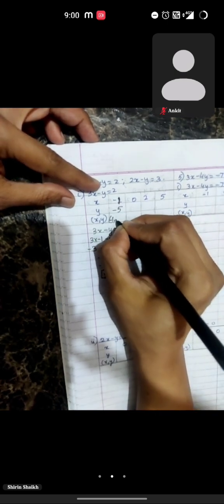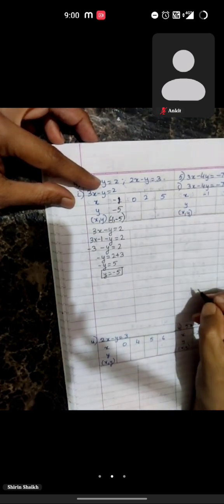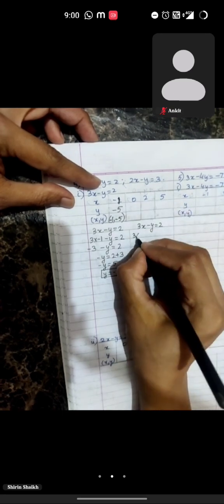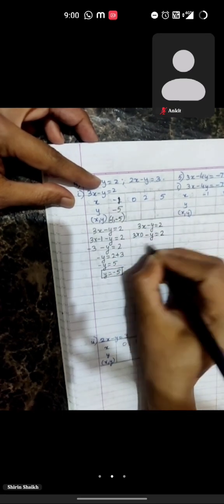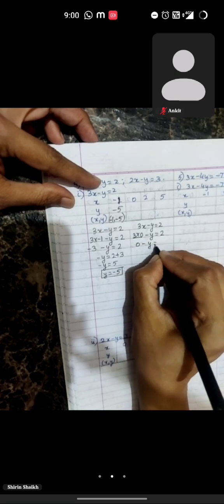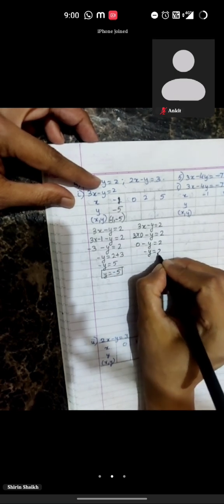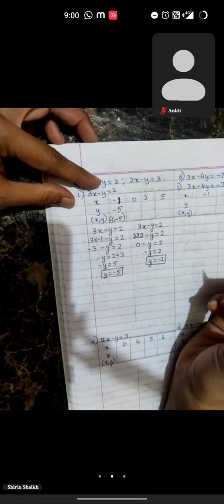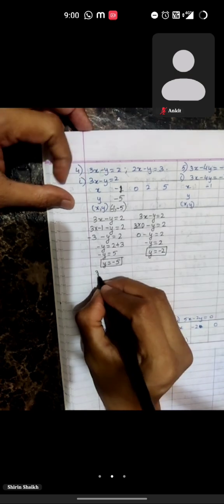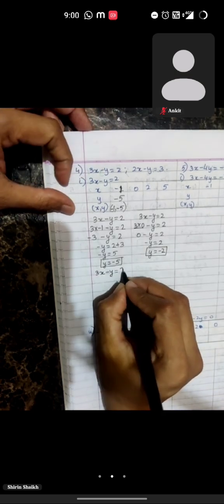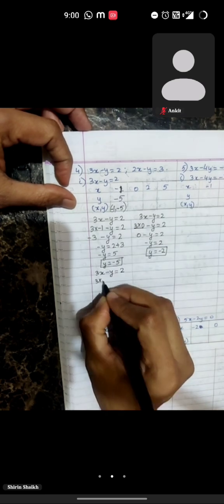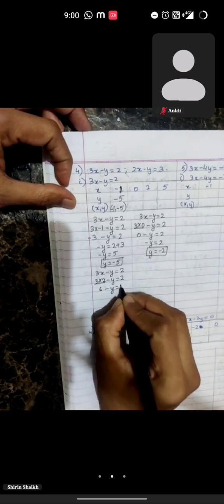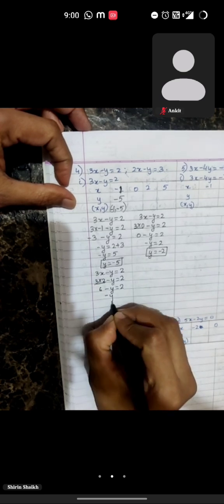So minus 1, minus 5 is the first point. Next, I have to put x as 0. 3 zeros are 0. So y will be minus 2. Next, we have to take x as 2. 3 2s are 6. Minus 2.